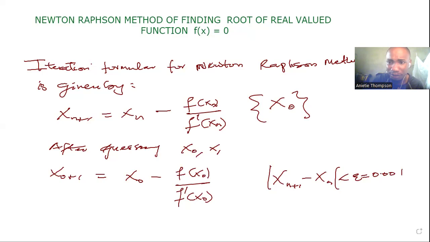So once you get to the position where the current value and the previous value differ by almost zero, or less than the epsilon value, we stop the iteration and know that that value is the approximate solution of the given problem.